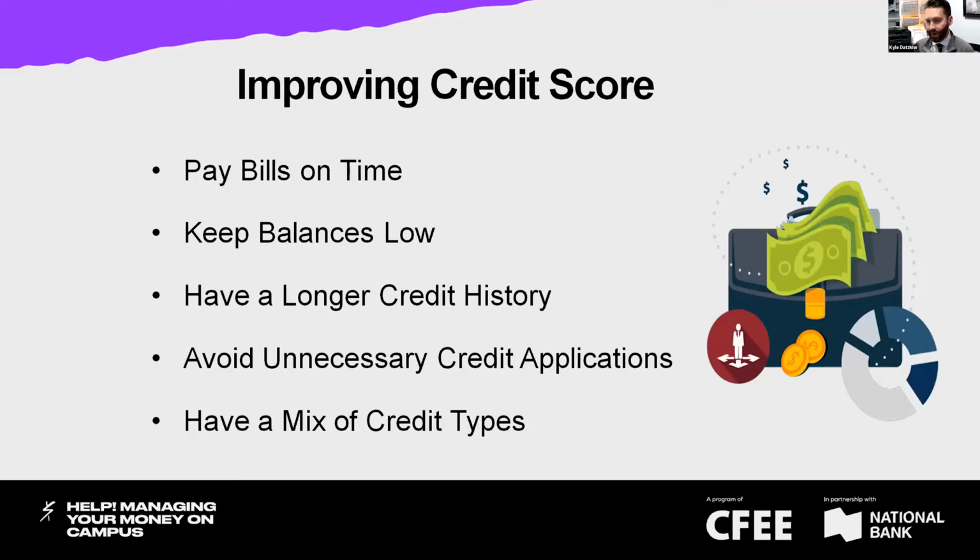And last but not least, have a mix of credit types. Your credit score may improve if you have different types of credit products, such as a credit card, mortgage, and a line of credit. However, only apply for credit if and when you need it. Don't get a different type of credit just so you can diversify your credit available to you. Try to make sure you're doing so just when you need to.